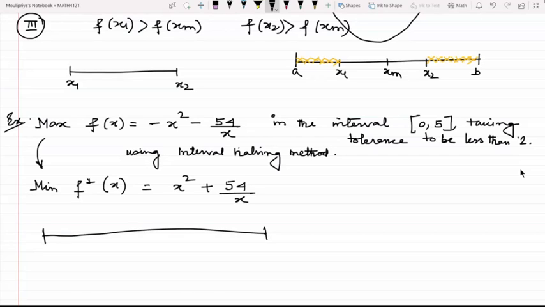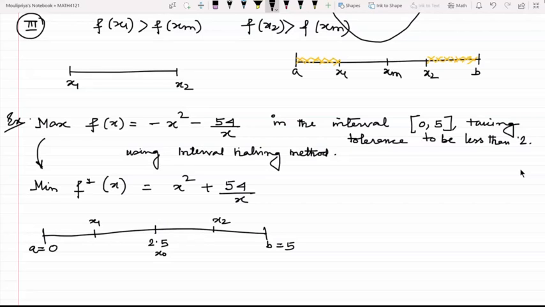this is a equal to 0. This is b equal to 5. These are the points that are given to us. The midpoint is going to be 2.5. This is our xm actually, to be precise. If I call it x0, this is my x1 and this is my x2.